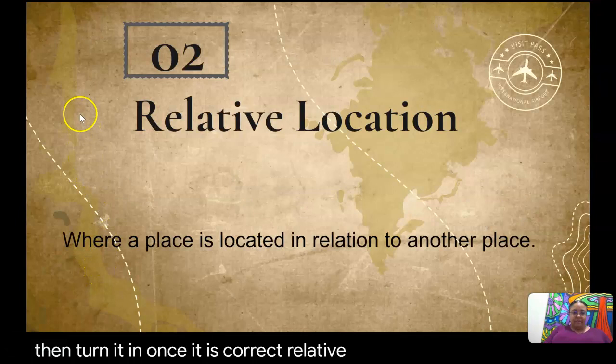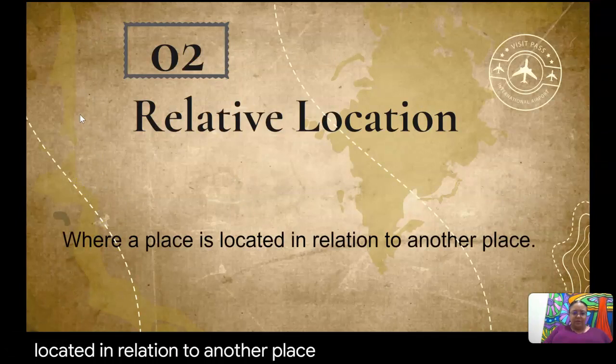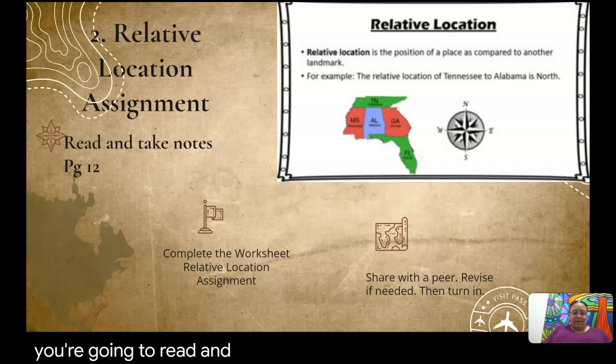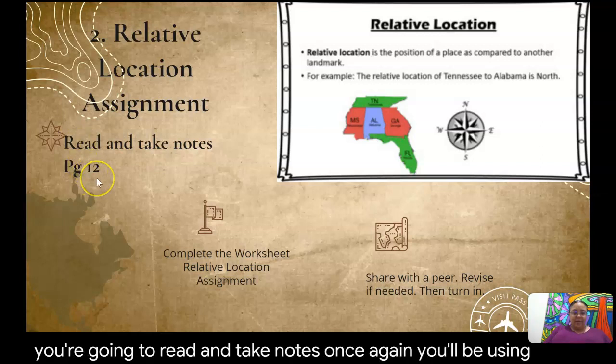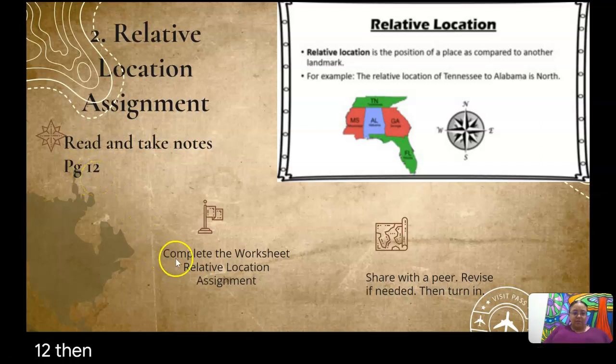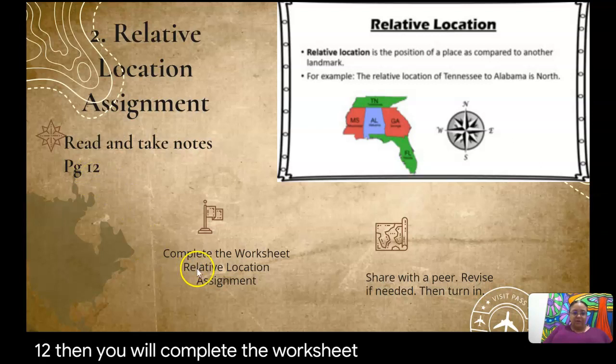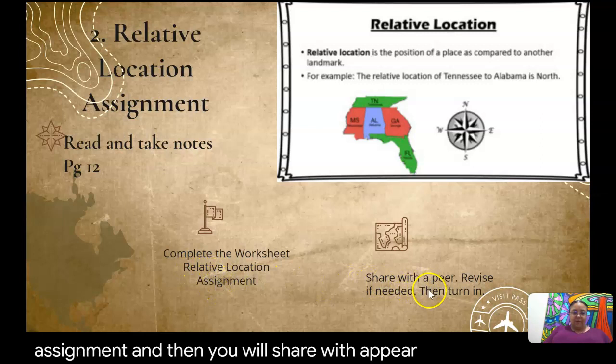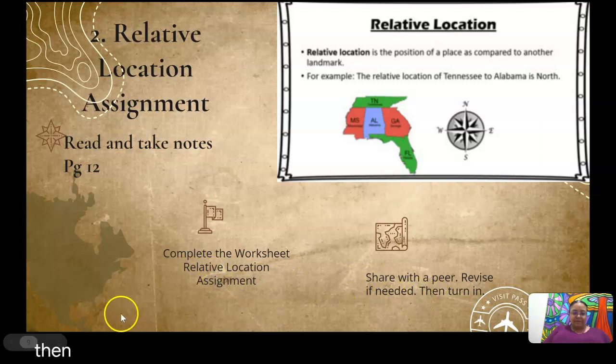Relative location. Where a place is located in relation to another place. Relative location assignment. You're going to read and take notes. Once again, you'll be using page 12. Then you will complete the worksheet, relative location assignment, and then you will share with a peer, revise if needed, and then turn in.